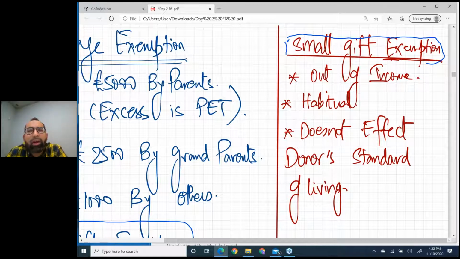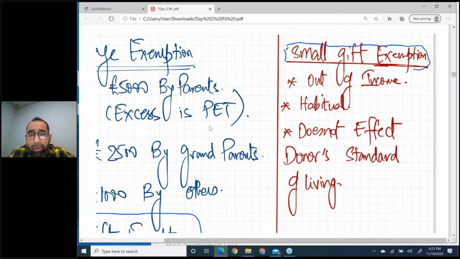If you are giving gifts out of income, they are habitual in nature and do not affect the donor's standard of living, like every month you are paying 200, 500 pounds pocket money to your daughter or son, or paying school fees, and it's habitual and from your routine income, then there is no IHT. Even this is not PAT. Okay. So you must have knowledge of these things.